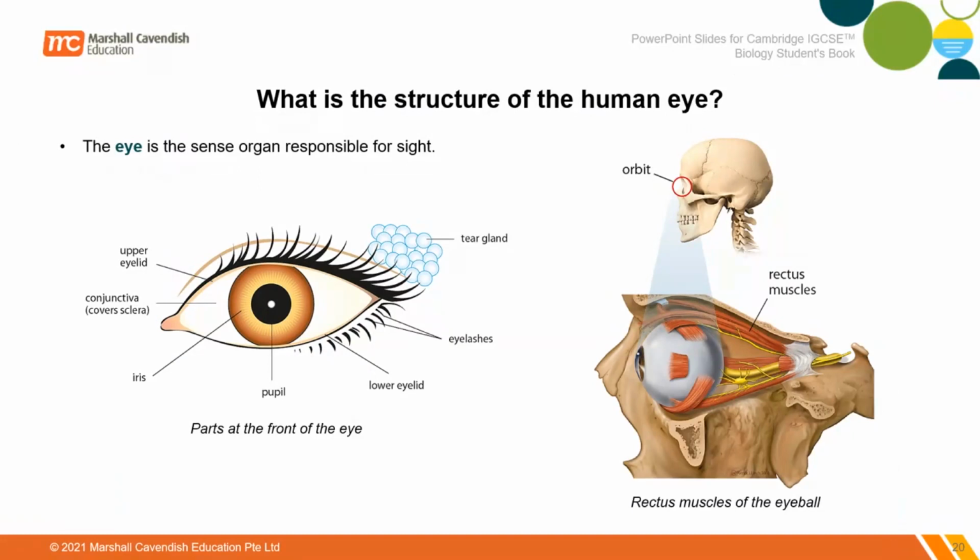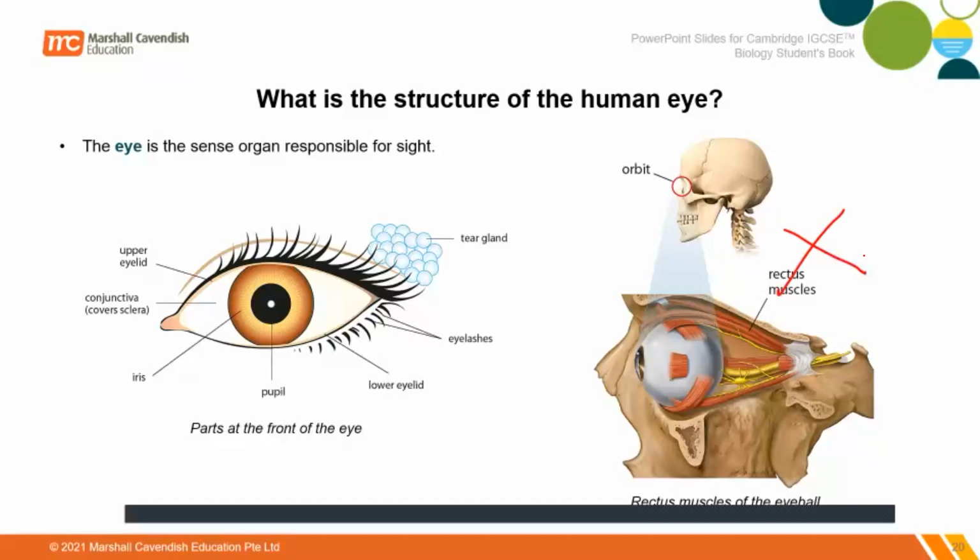The external or the front of the eye is not that important, Yehia, like the inner structure of the eye. I don't need this part at all. This part I don't need at all.